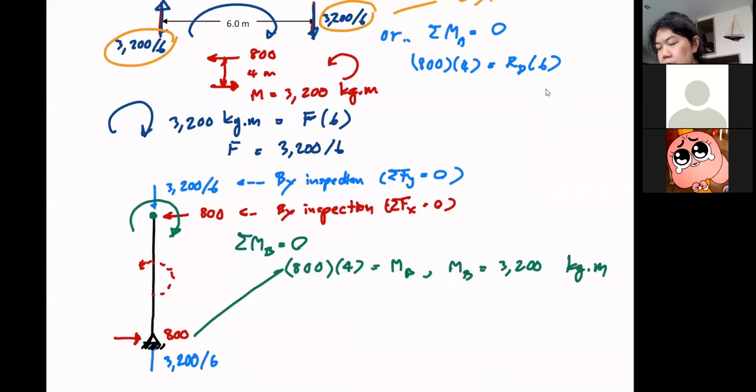So you see, if you don't have this moment, there is no way that member AB will be under equilibrium. We have to have it. Okay, so this completes the free body diagram of member AB. I should try to write somewhere: member AB.